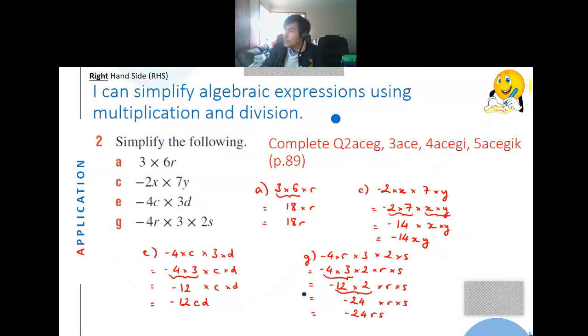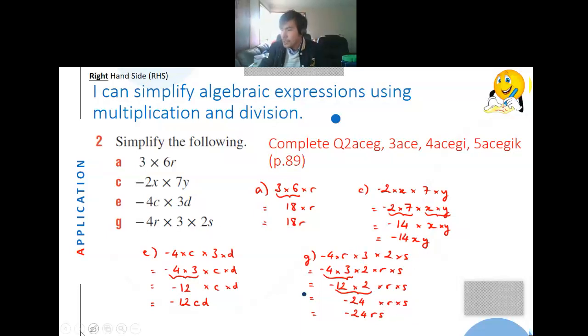Again, later on when you're quite used to this, you just go -4 times 3, that's -12. -12 times 2, that's -24. And then we've got r, we've got s. So skip straight from this step down to this step here.